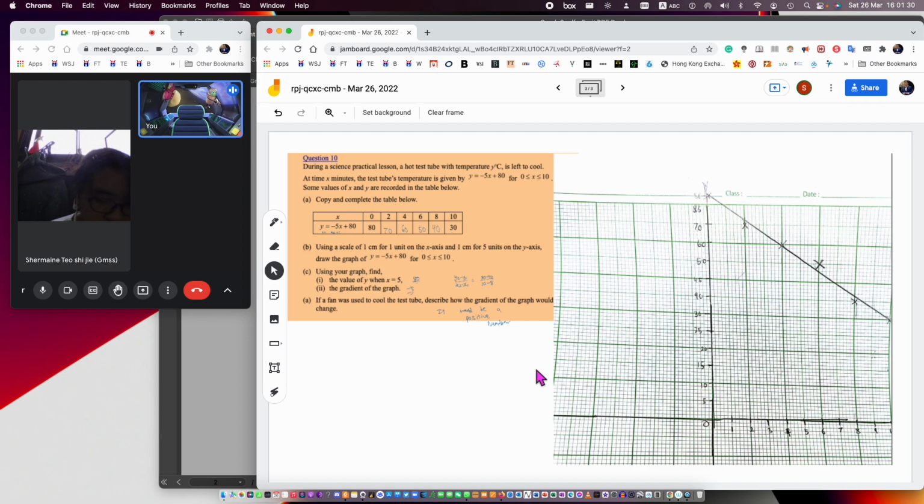Okay, good. So now we are supposed to use the scale 1 cm 1 unit on the x-axis. Okay, let's see. 1 cm 1 unit. Okay, this is 1 cm 1 unit. So you are supposed to have until 10. Do you have until 10? Quite tight. Or is it because of your camera? Can you see that it's very tight?